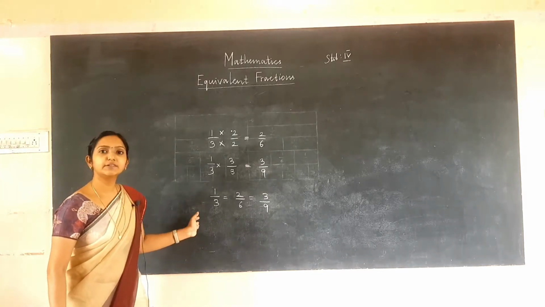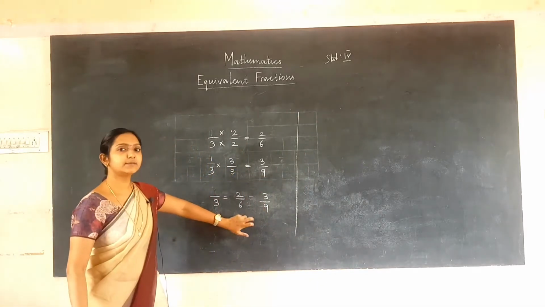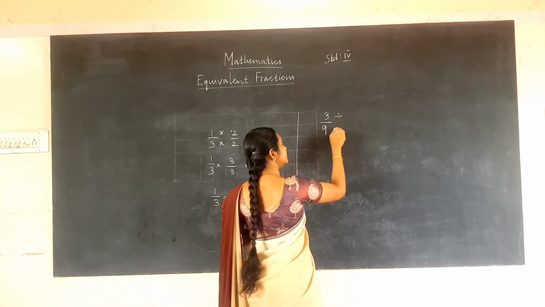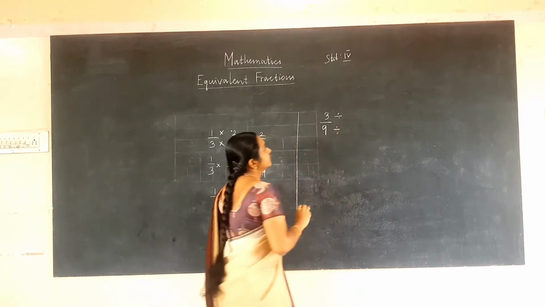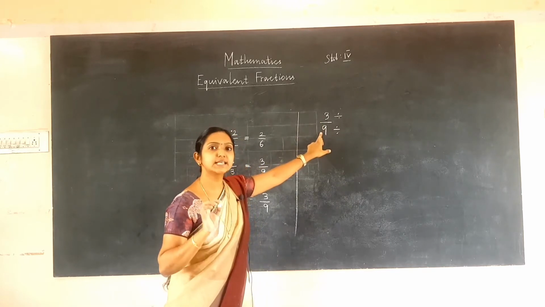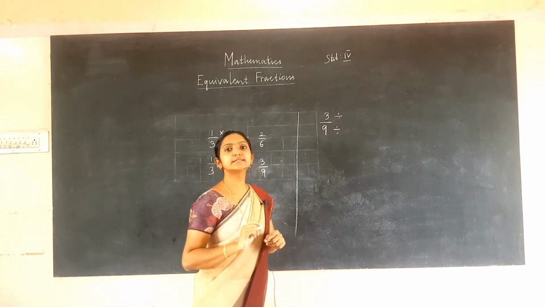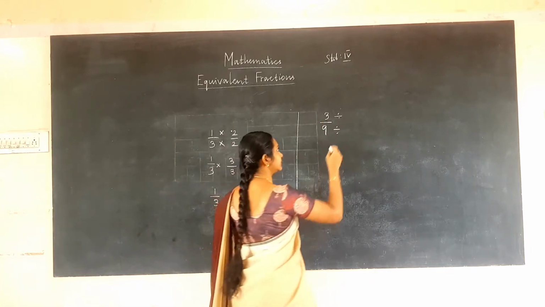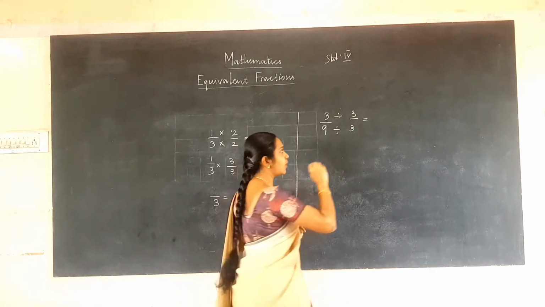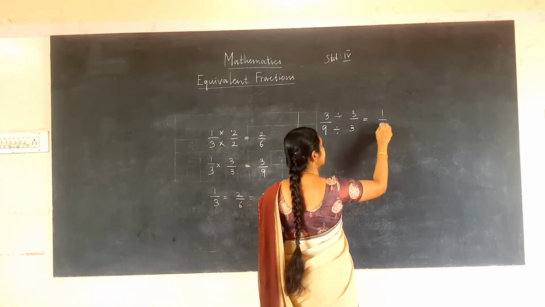Now let us find the equivalent fractions by dividing. Now consider 3/9. We are going to divide it. We have to divide both the numerator and denominator with the same number. Here the common factor for 3 and 9 is 3. So we are going to divide it by 3. 3 divided by 3 is 1. 9 divided by 3 is 3.